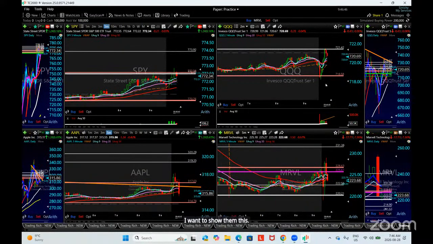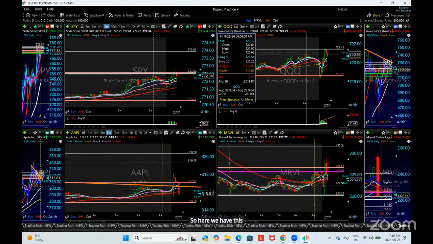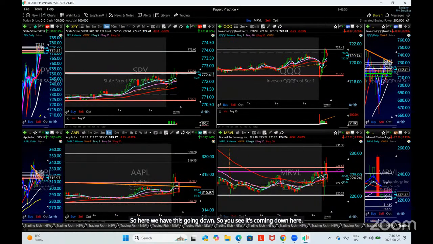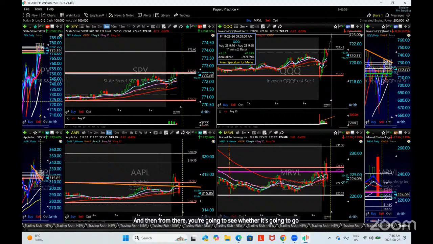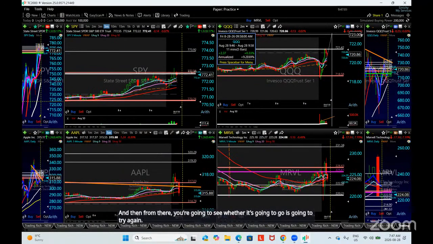So here we have this going down. You see it's coming down to this area. This is like a mini support area. And then from there, you're going to see whether it's going to try again to see if it can go up.